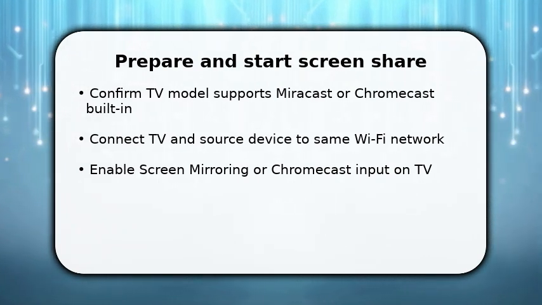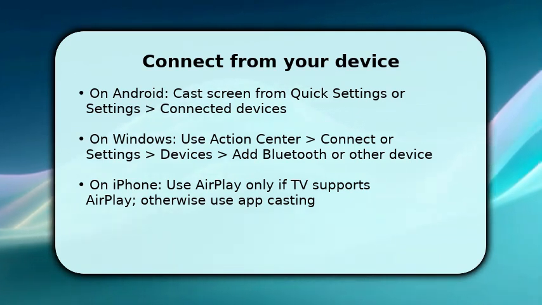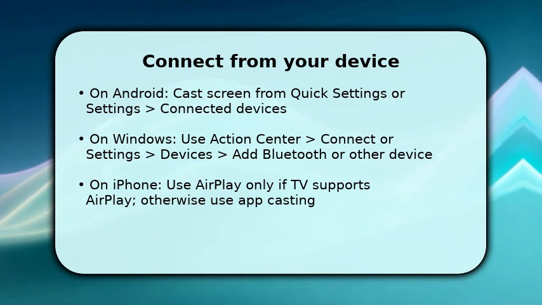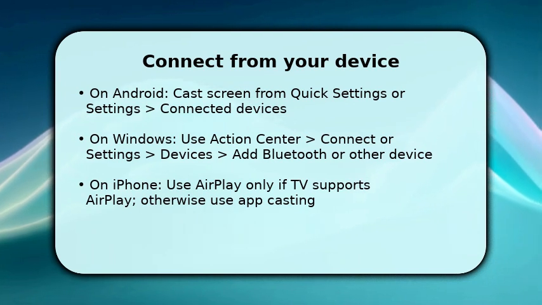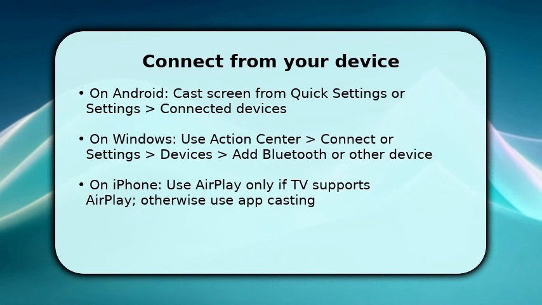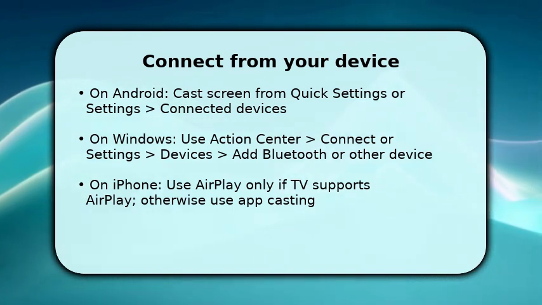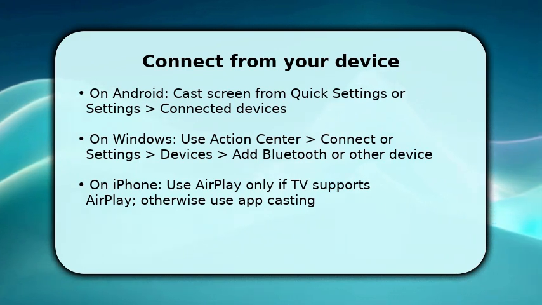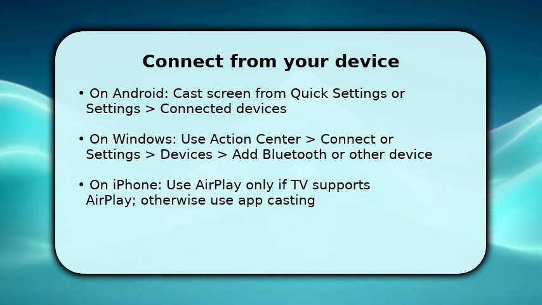Now you act on the source device. On Android, open Quick Settings or Settings, tap Cast or Screen Share, and choose your Sony TV from the list. Accept any prompts. On Windows, open Action Center, pick Connect, or go to Settings, Devices, Add Device, and select the TV. Install drivers if requested. For iPhone, use AirPlay only if the Sony model supports it. Otherwise, open the video app that supports casting and choose the TV.